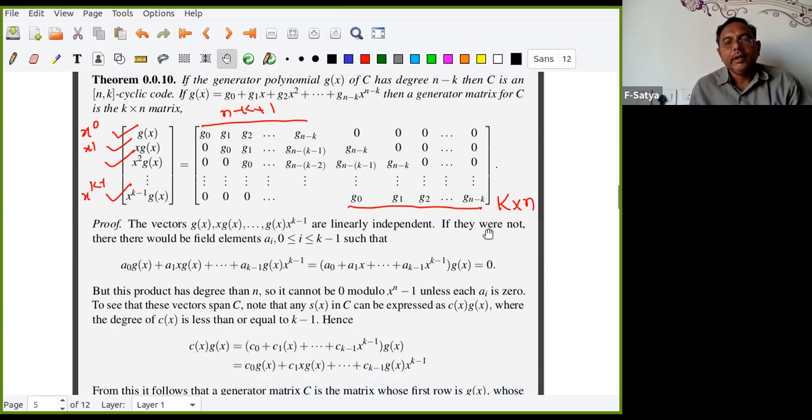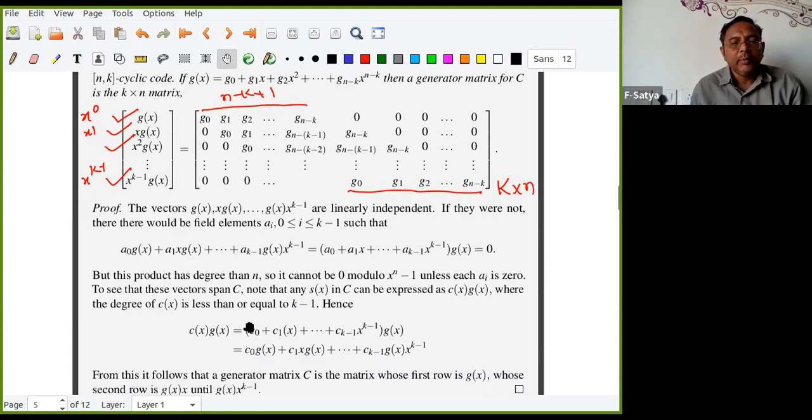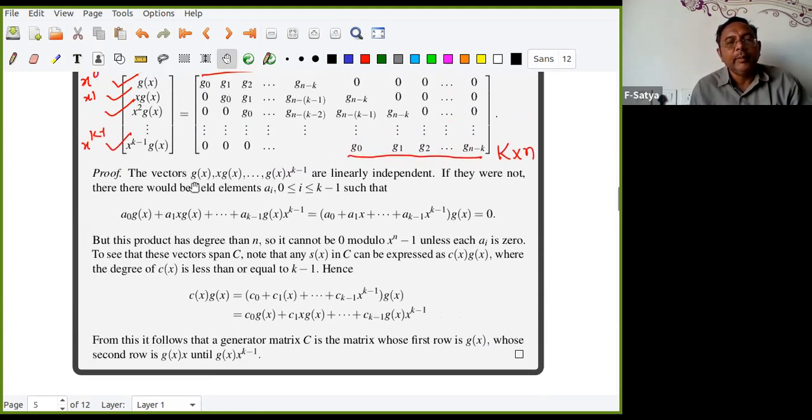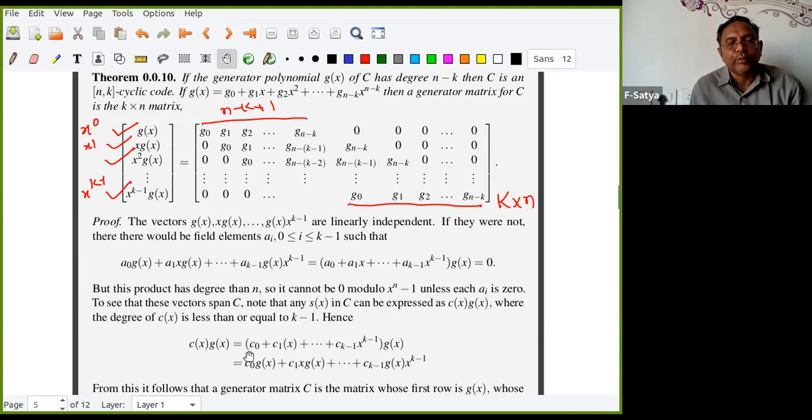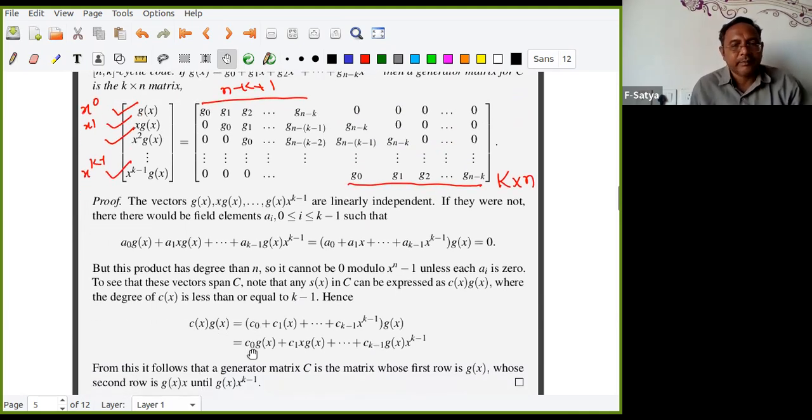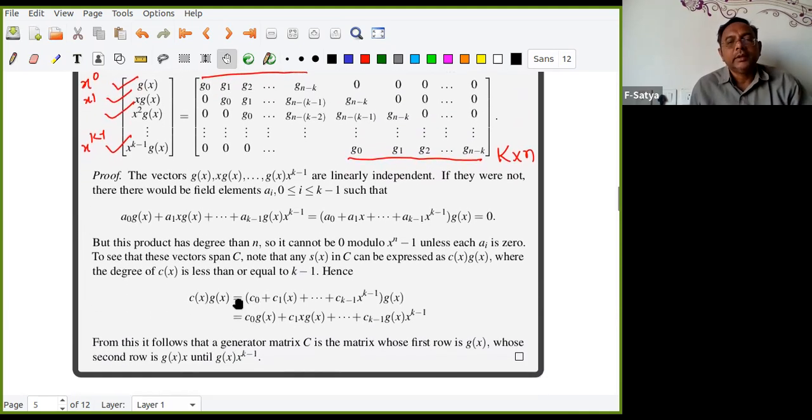Yeah, and I proved that here. I'm not going to tell that; please go through that. These are linearly independent. That much only I'm doing in this proof. Nothing more, nothing less. Yeah, that much only.